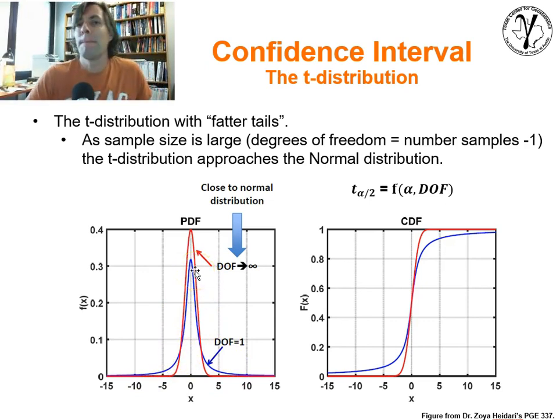It loses its peakedness. As far as kurtosis goes, it becomes more platykurtic, and it gets wider tails and less peak in the middle, right? And so as sample size gets large, the t-distribution will start to approach the normal distribution. The degrees of freedom is just equal to the number of samples minus 1.